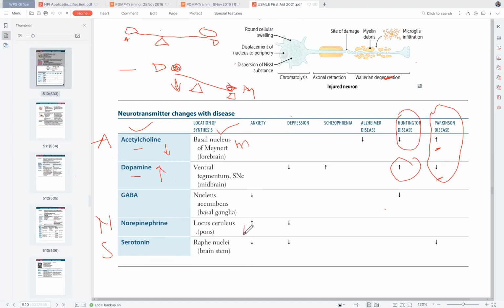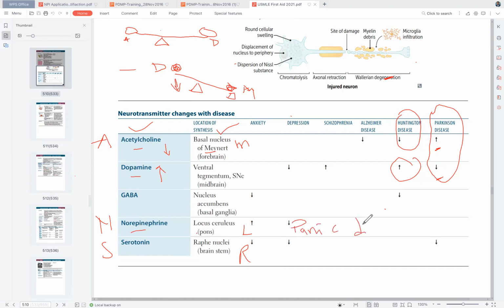The N is the locus coeruleus, and the A is the nucleus basalis of Meynert. Then the next thing that you have to know is that this has to do with the norepinephrine, and has to do with the panic disorder.